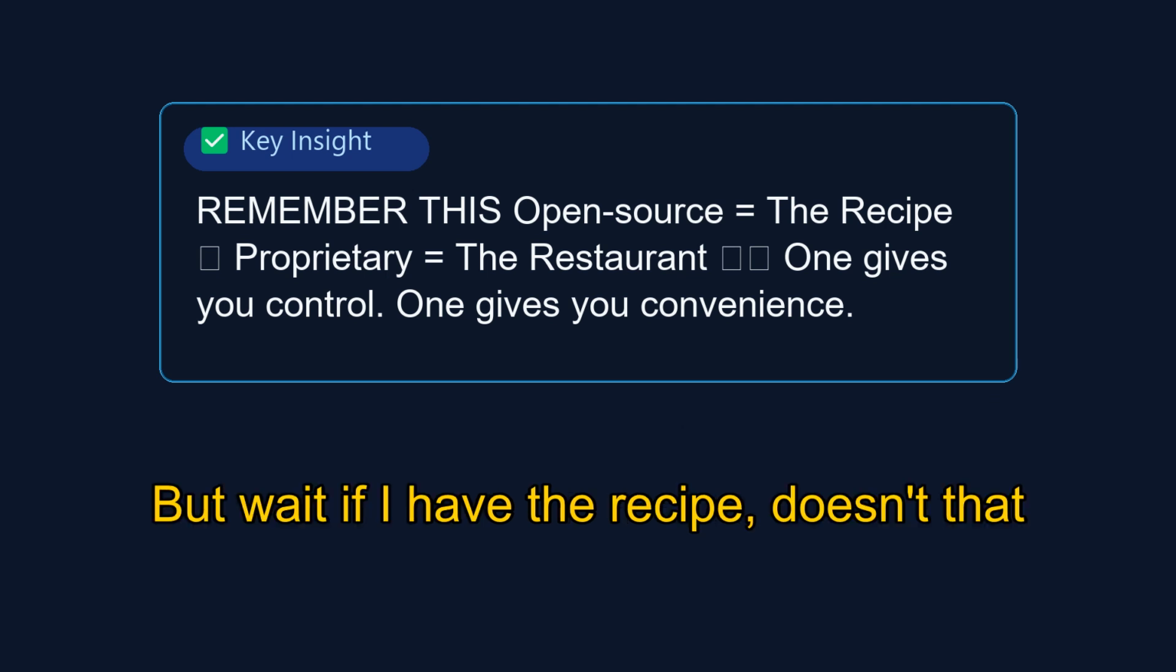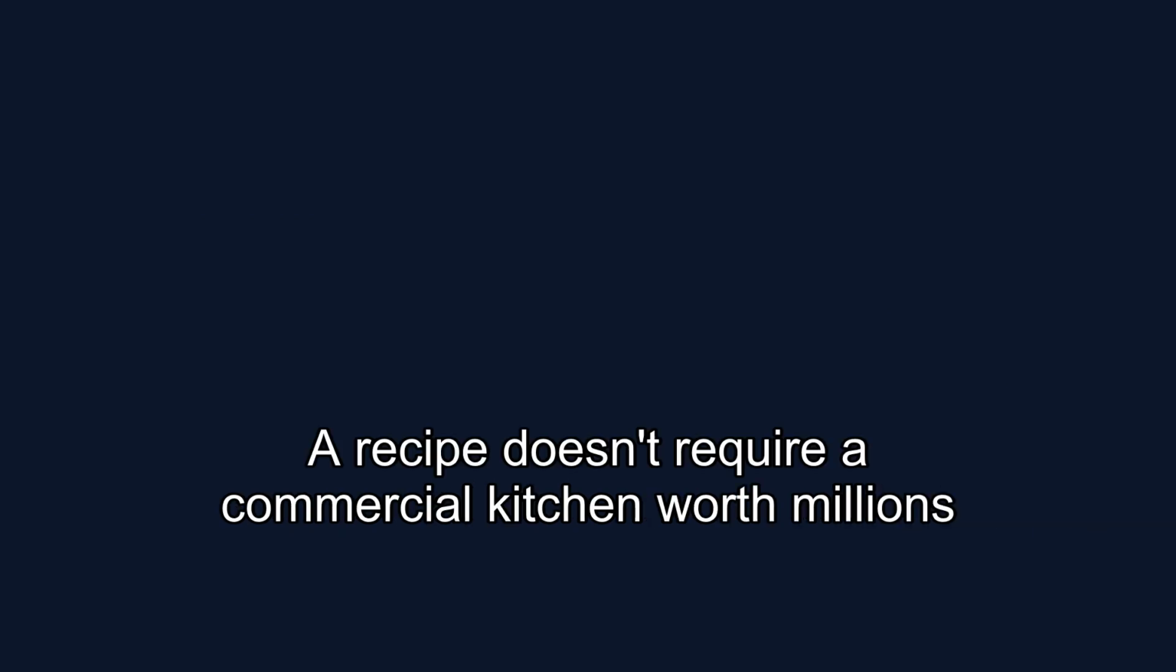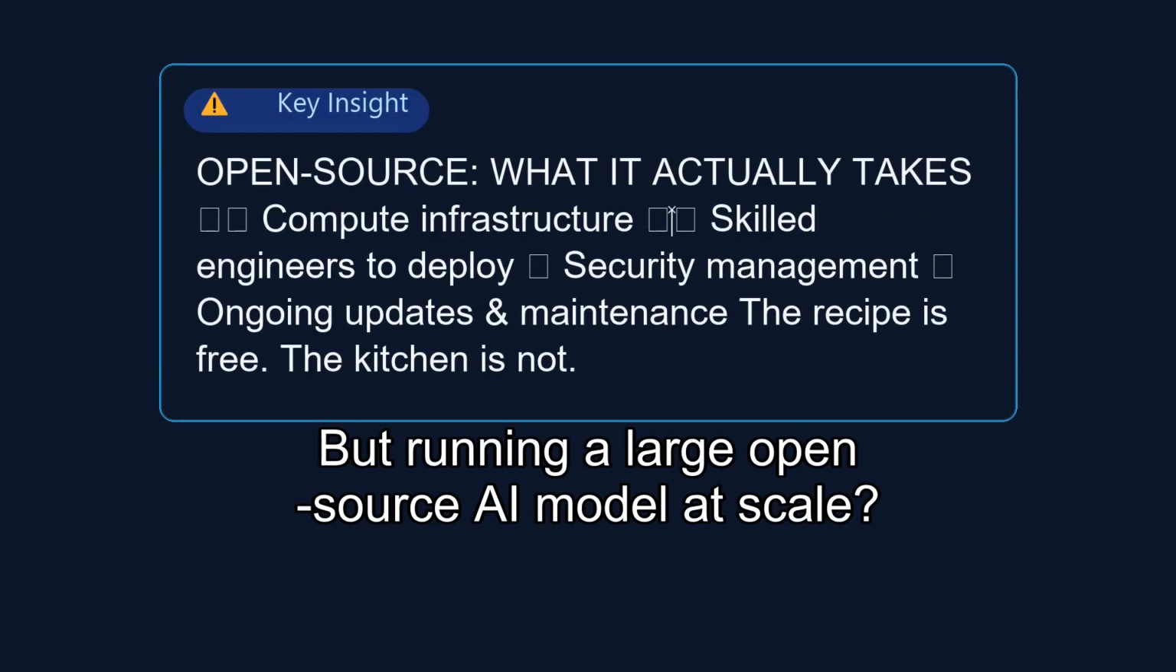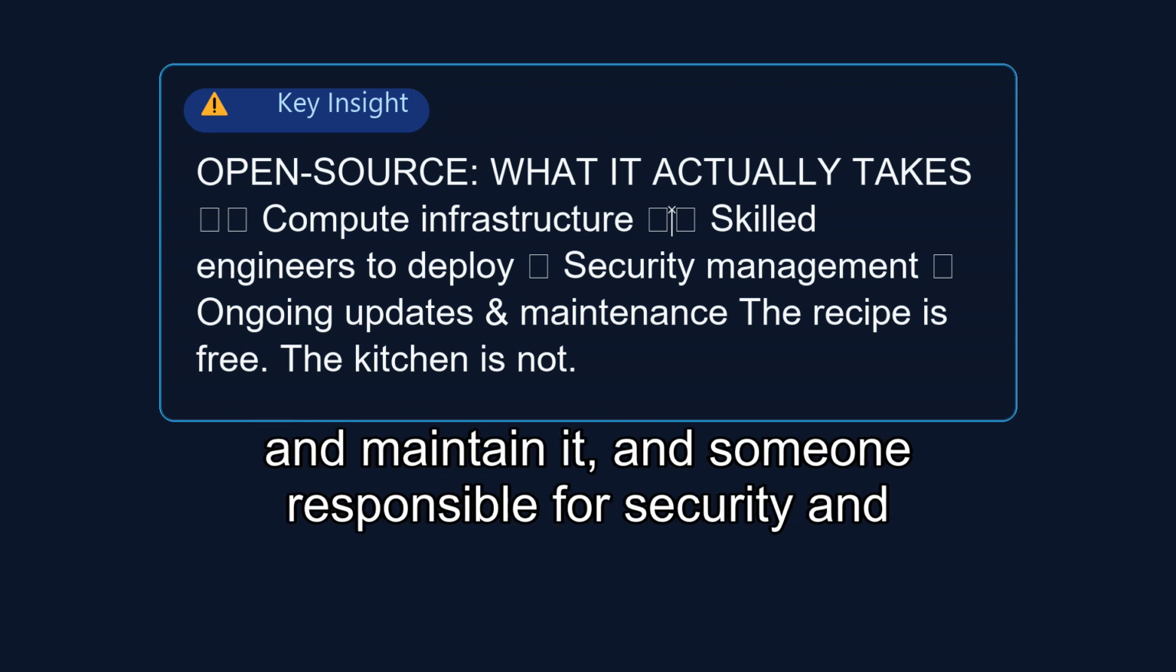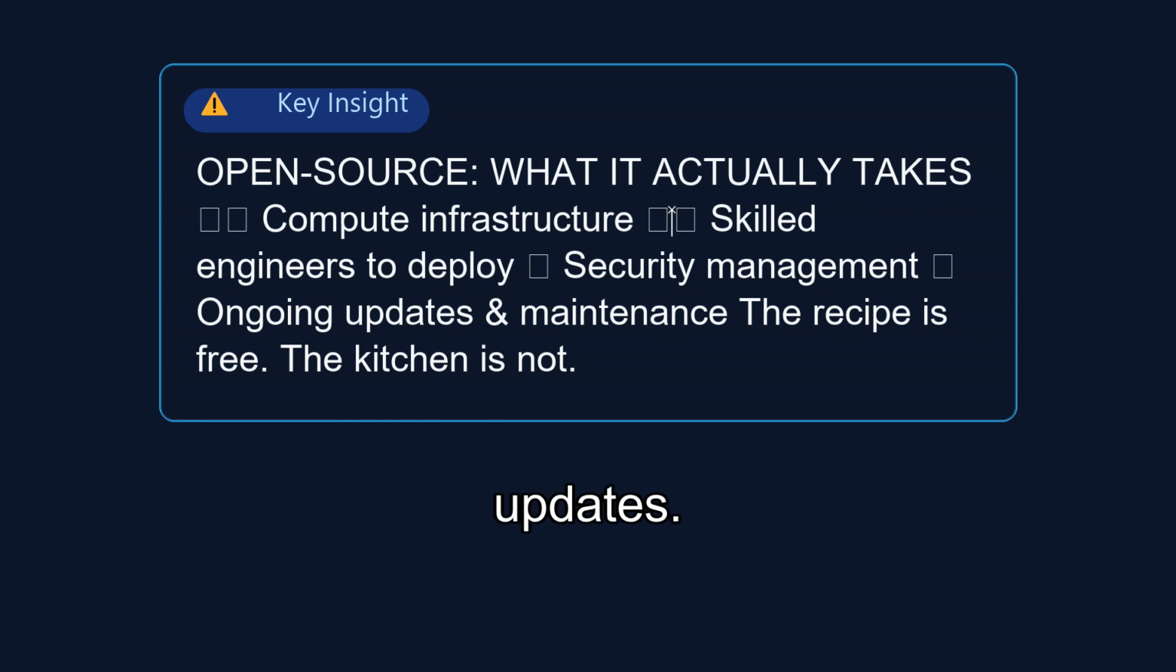I like that. But wait, if I have the recipe, doesn't that mean I can just make it for basically nothing? And this is exactly where people get into trouble. And look, this is also where the analogy breaks, so let me be honest about it. A recipe doesn't require a commercial kitchen worth millions to execute. But running a large open source AI model at scale? That requires serious compute infrastructure, skilled engineers to deploy and maintain it, and someone responsible for security and updates. The recipe is free. The kitchen is not.